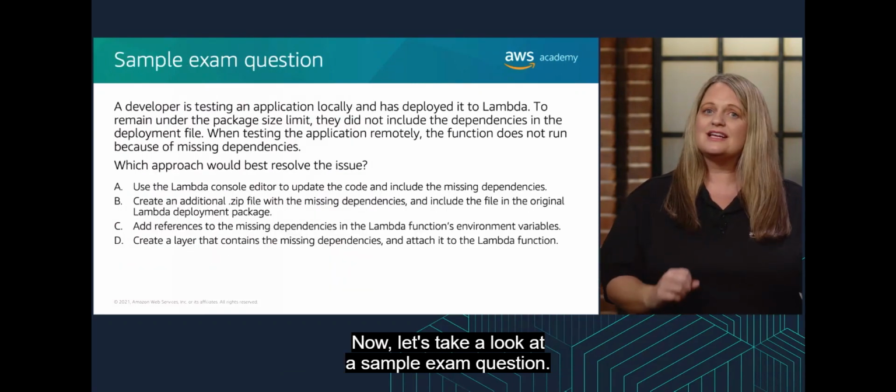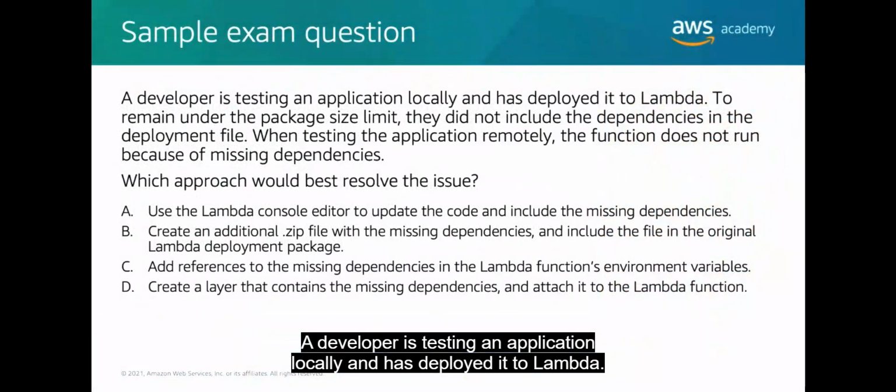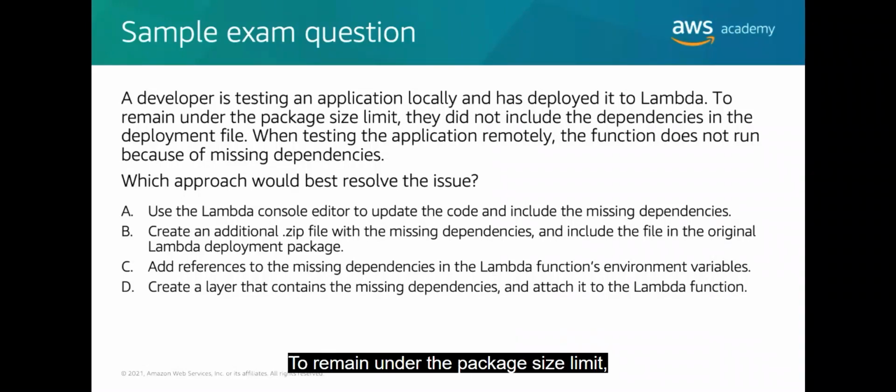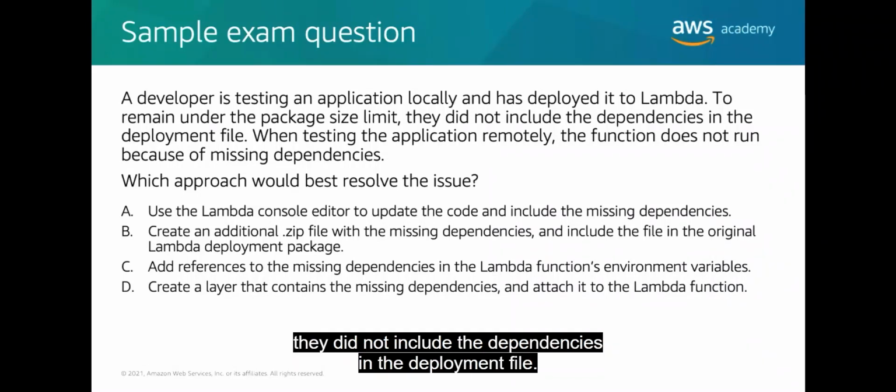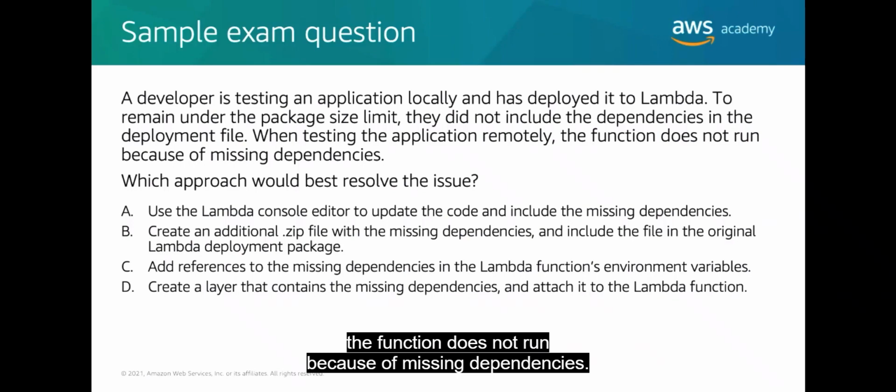Now, let's take a look at a sample exam question. A developer is testing an application locally and has deployed it to Lambda. To remain under the package size limit, they did not include the dependencies in the deployment file. When testing the application remotely, the function does not run because of missing dependencies. Which approach would best resolve the issue?